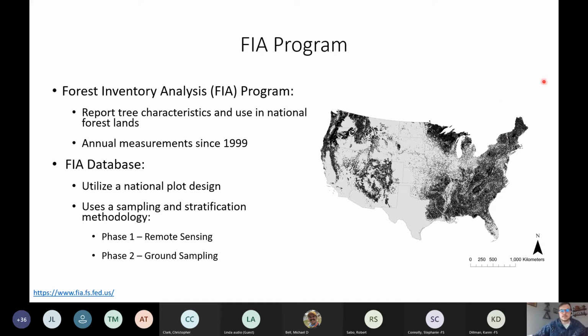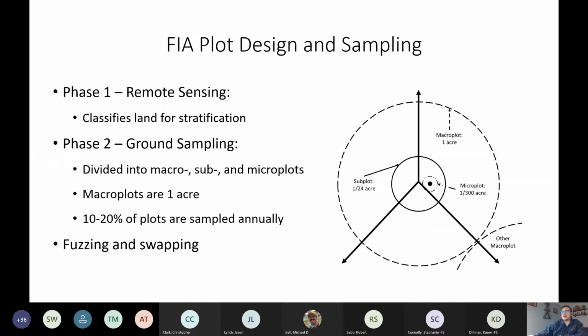The first phase in this is remote sensing, and what that allows for is stratification, so classifying those land attributes. And then, secondarily, there's ground measurements that are taken in the FIA plots. So the design, like I mentioned, there's remote sensing that allows for stratification of the land. Once that's done, there is that phase 2, which is the ground sampling. So the plot here on the right shows an example plot where there's a macro plot, a subplot, and micro plots in which measurements are taken. The macro plots are an acre in size.